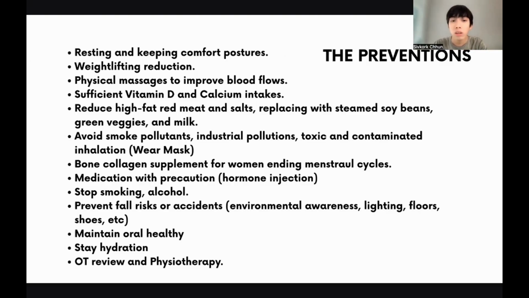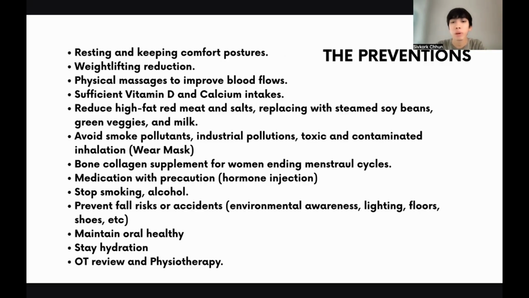Physical massage to improve blood flow. Sufficient vitamin D and calcium intake in the diet also improves bone strength. Reduce high-fat red meats and salt intake, and replace them with steamed soybean, green vegetables, and milk that can strengthen the bones. Avoid smoke pollution or industrial pollution, toxic or contaminated inhalation. So simply wear a mask and avoid inhaling smoke. If we work in an environment that is really toxic, wear a mask, because prolonged inhalation of toxins can trigger the immune system, which links to rheumatoid arthritis development.